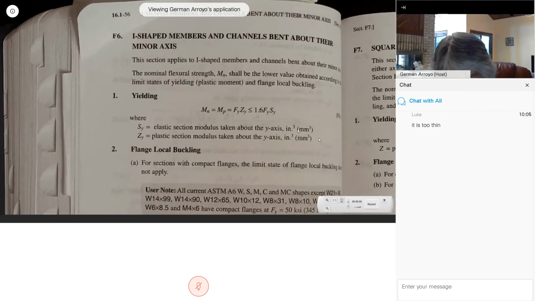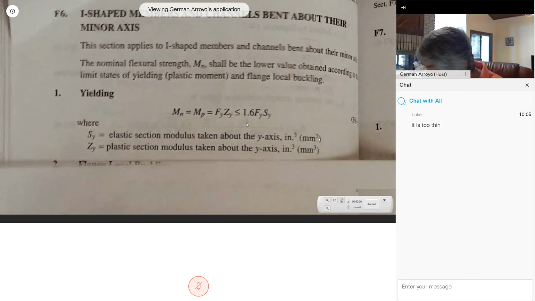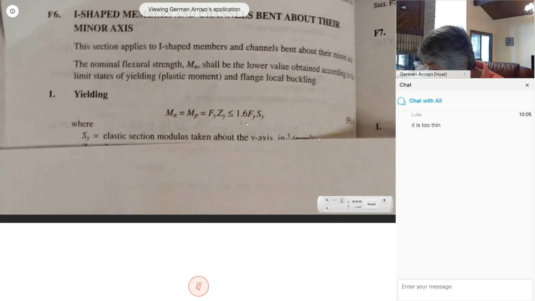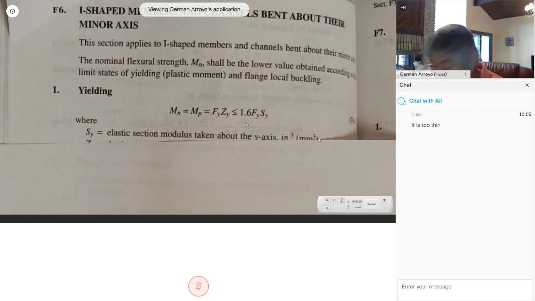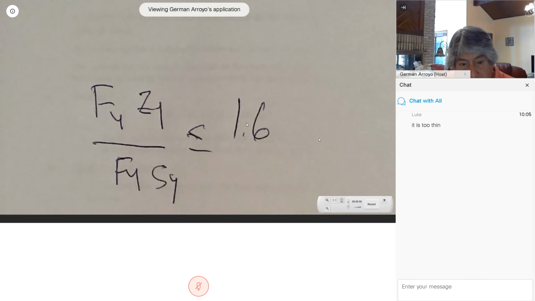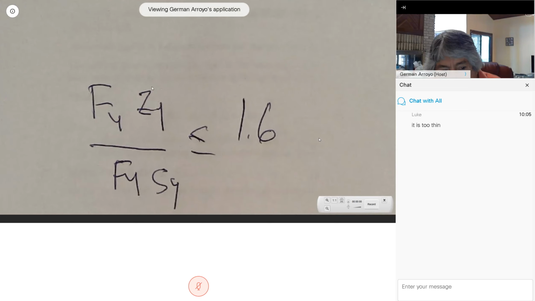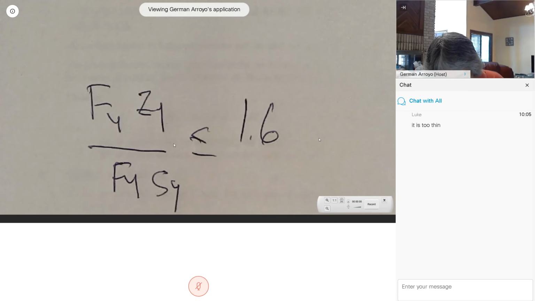But this equation is the one that I want you to pay attention to. I'm going to rewrite it in a different way: Fy Zy over Fy Sy is equal to 1.6 or smaller. So I had written this equation and put it at 1.6. This is what we call the shape factor. This is the reserve capacity for the plastic moment about the x-axis, 1.1, 1.2. So this is the plastic moment about the y-axis. This is the elastic moment about the y-axis. So it cannot exceed 1.6 because that is the maximum reserve capacity, increasing the capacity by 60% about this weak axis.